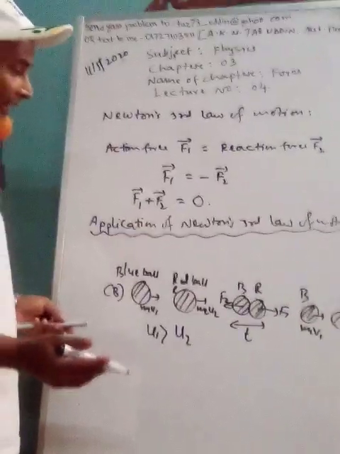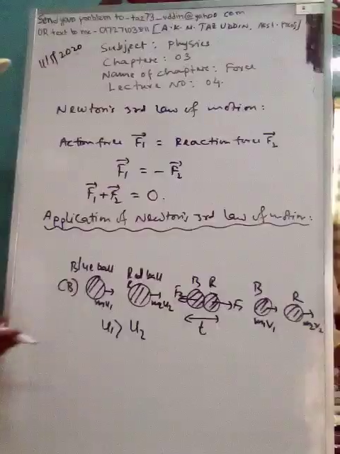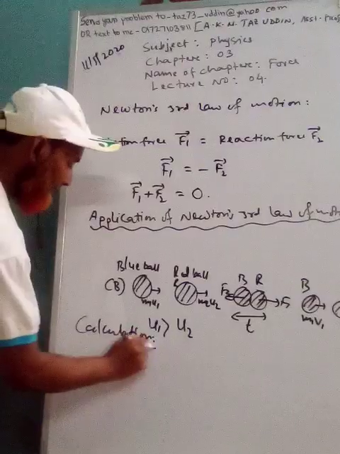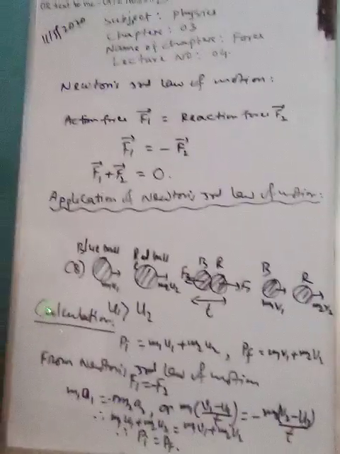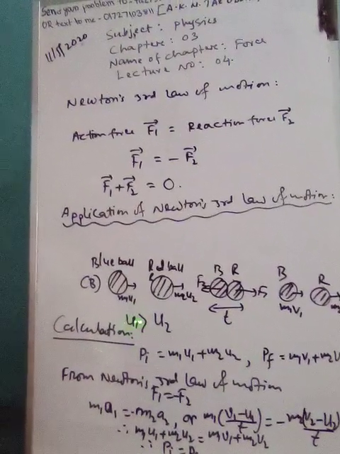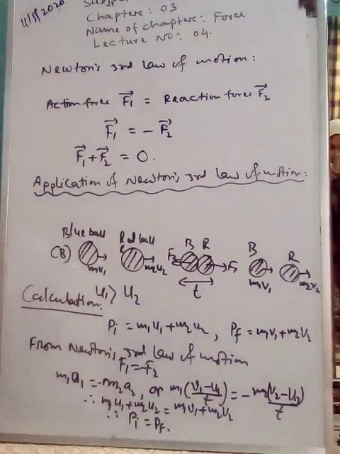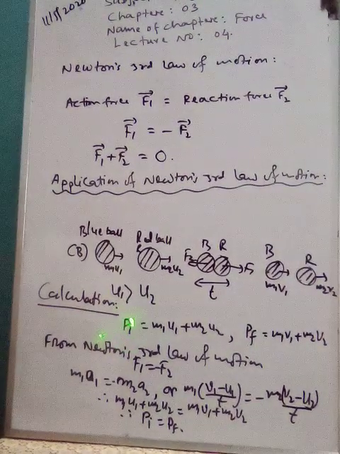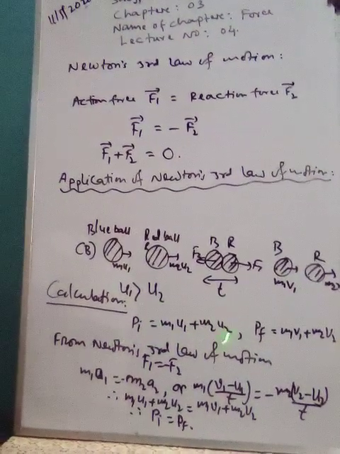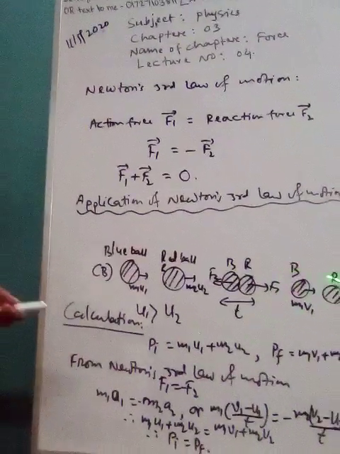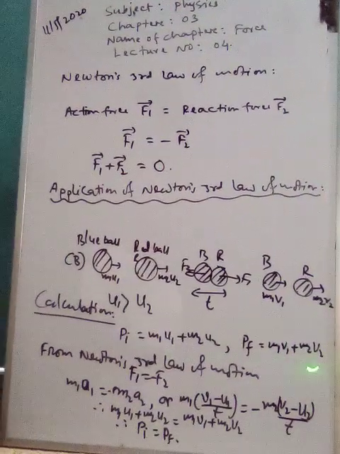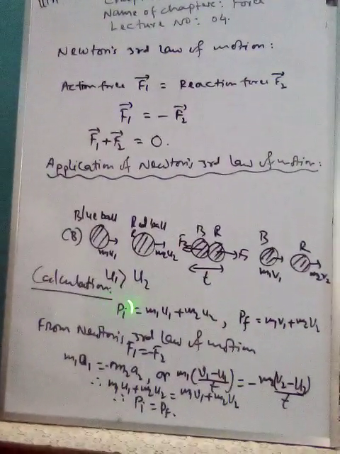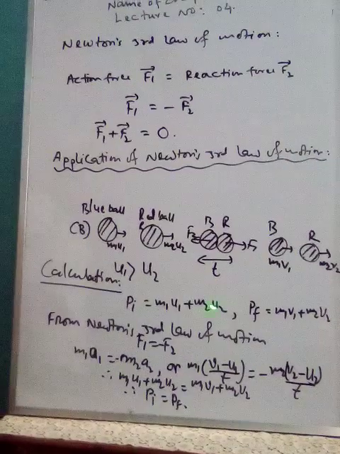Okay, so let us go for the calculation. Here u1 is greater than u2, and before collision the total momentum of the bodies is Pi equals m1 u1 plus m2 u2. After collision the total momentum of the bodies is m1 v1 plus m2 v2. We want to prove that Pi equals Pf, so that it supports the law of conservation of momentum.